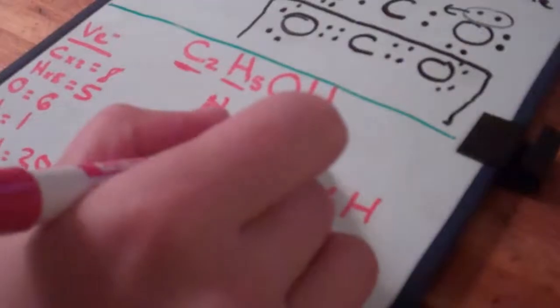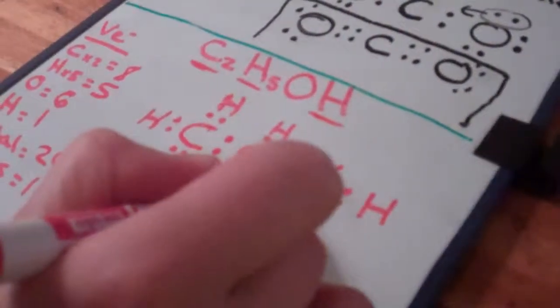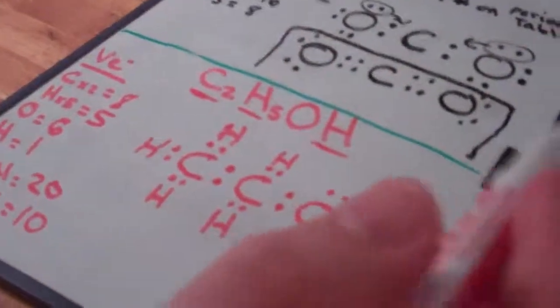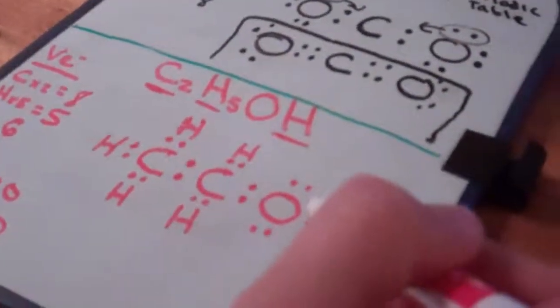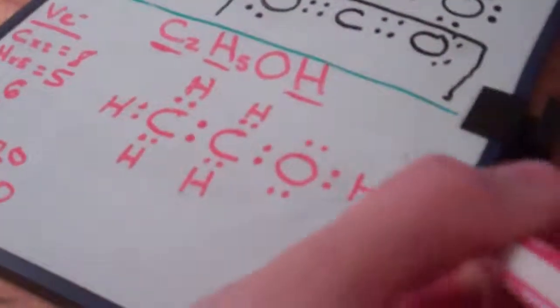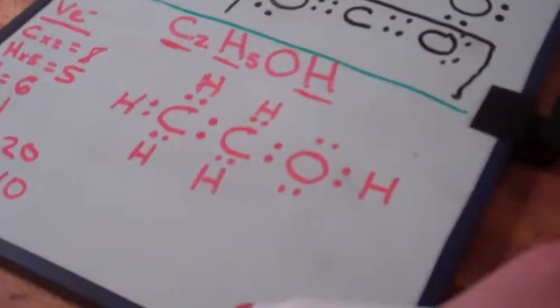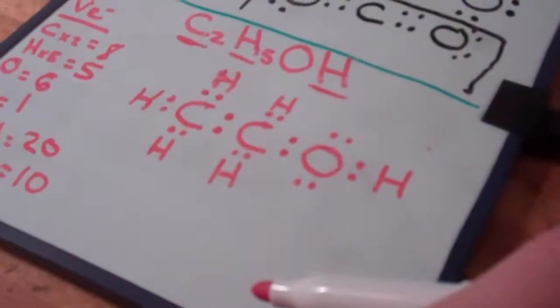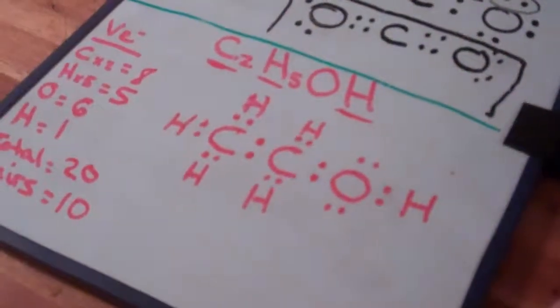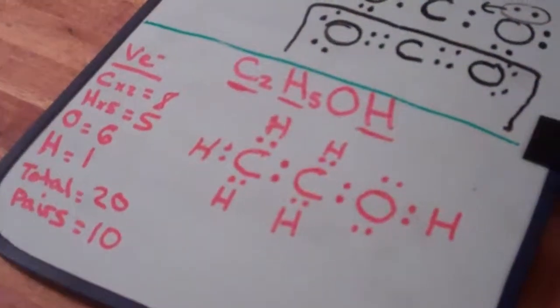Oh, and we'll put some around the oxygen, I believe. And let's count and just make sure there's 10 pairs. 1, 2, 3, 4, 6, 7, 8, 9, 10. And this is your Lewis dot structure for ethanol. Pretty sure that's it.